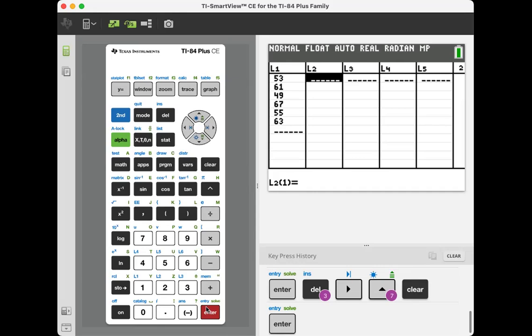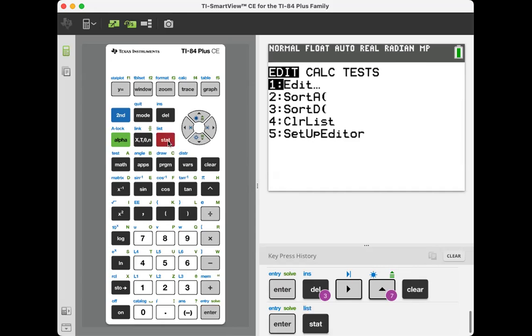Okay, you have to make sure after your last number, you hit enter again. You hit the actual enter, because if you don't, it's not going to actually enter that number into the set. Even if you type 63, if you don't hit enter, it's not going to be there. Next, we're going to hit the stat button again. So go back to the stats menu.